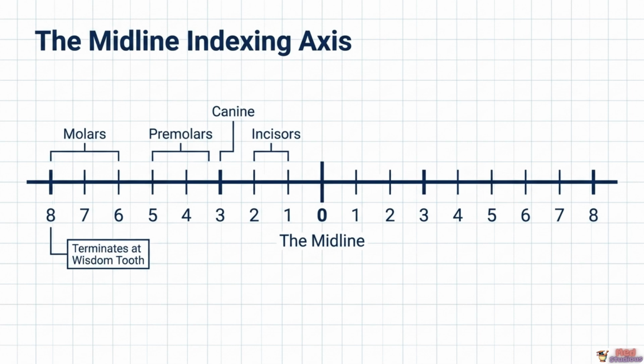This means every quadrant, whether upper right, upper left, lower right, or lower left, follows the exact same 1 through 8 sequence outward from the midline. So a 3 is always a canine, no matter which quadrant you're in, and an 8 is always a wisdom tooth. This elegant symmetry is what makes dental notation systems so efficient. Combine a quadrant identifier with a position number, and you've precisely located any tooth in the mouth using just 2 pieces of information. This index is the backbone of every numbering system you'll encounter later, so memorize this sequence cold.